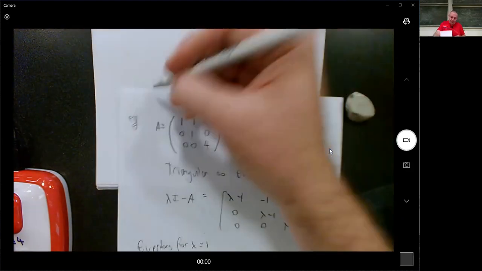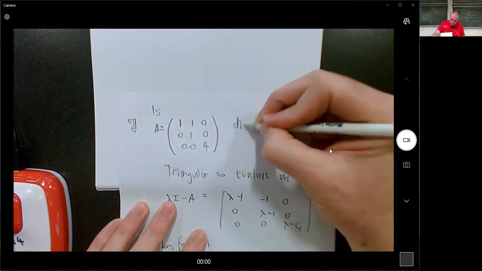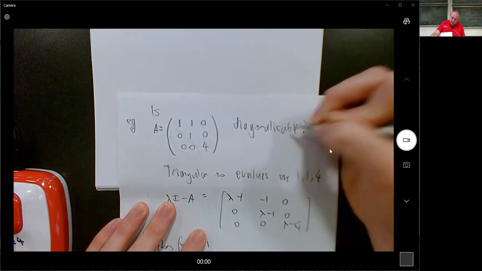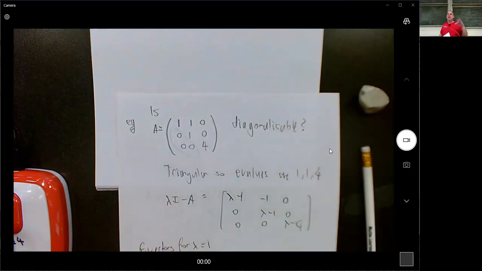Is it diagonalizable? That is a classic assignment question: is it diagonalizable? And if it is, diagonalize it, which is usually a hint that it is. But you never know.